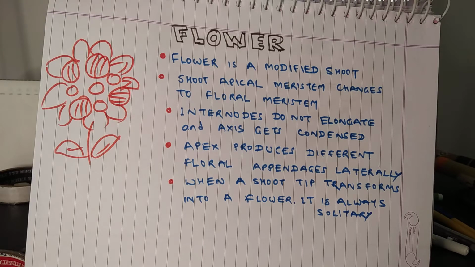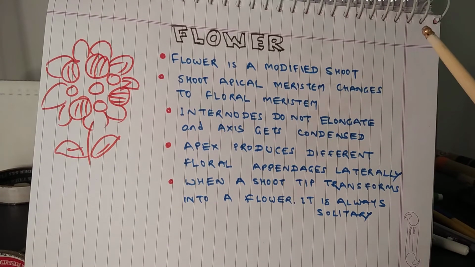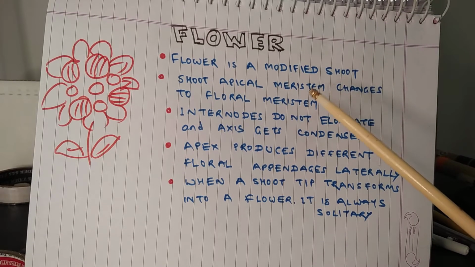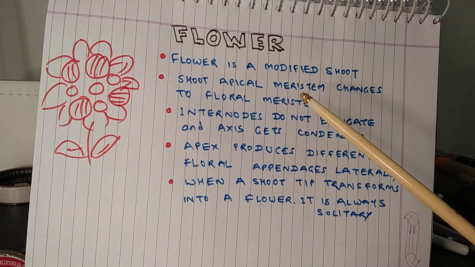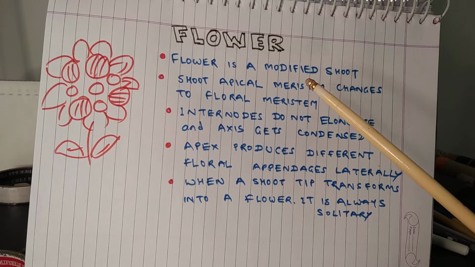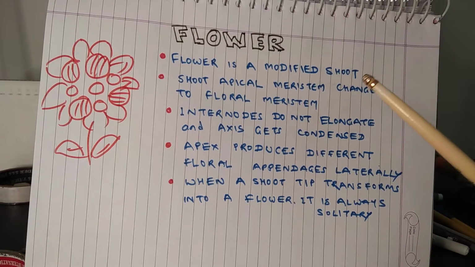The shoot apical meristem changes to floral meristem. The function of the apical meristem is to promote growth by way of cell division. Once it becomes the floral meristem, it will give rise to a flower.